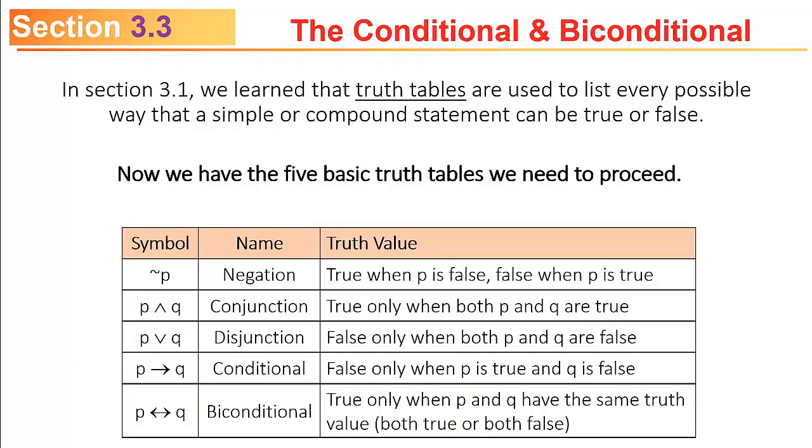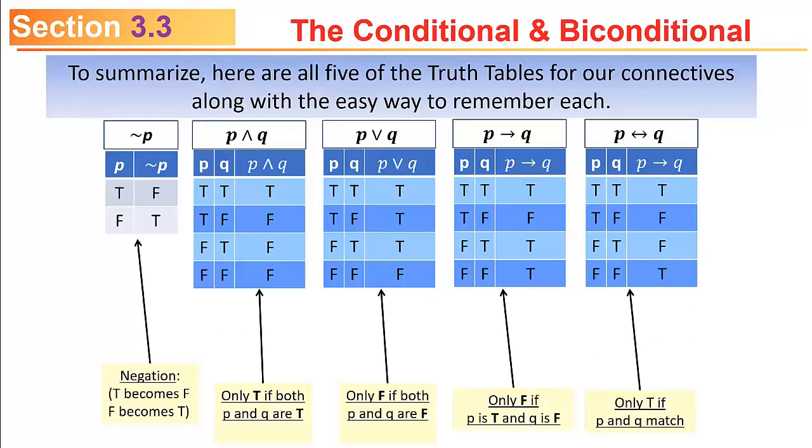That gives us all 5 of our basic truth tables. This is sort of a visual summary with the memory aids below them. We've got the 5 truth tables. Rather than memorizing them line by line, my suggestion is to learn the memory aids or create your own memory aids so that you can remember what these tables result in without having to memorize them line by line.